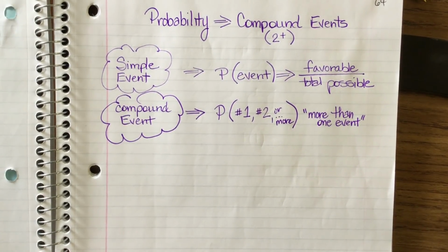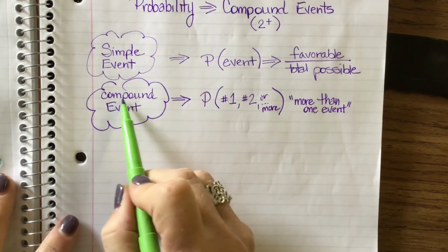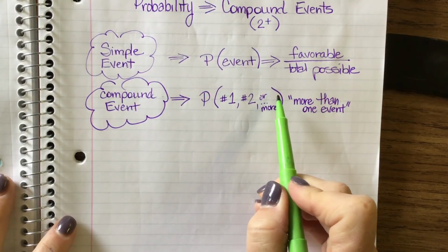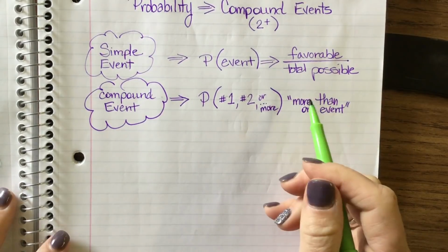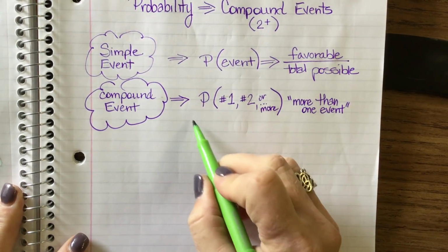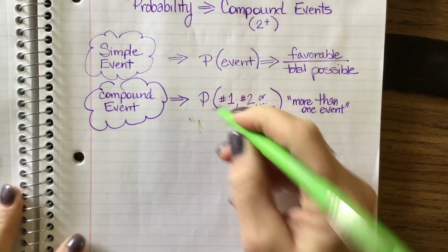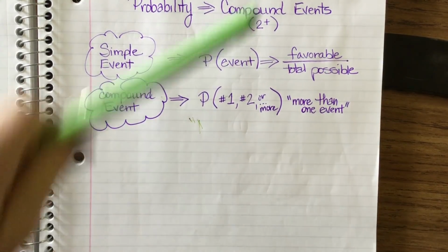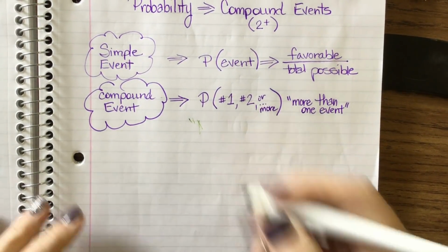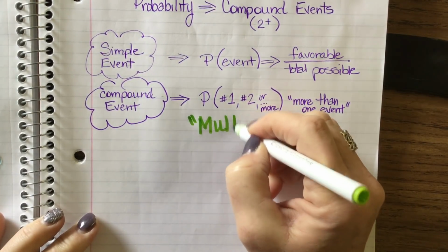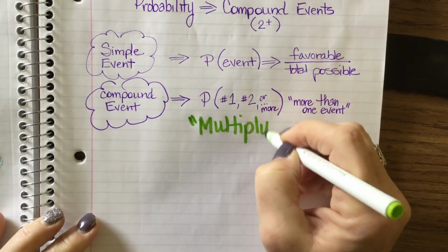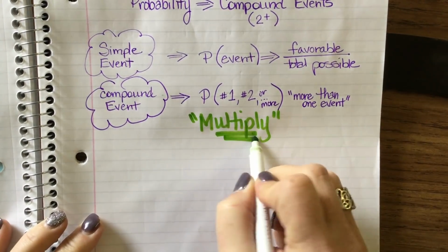Now, when you have a compound event, just like we found out yesterday, all we're going to do is multiply the numbers. You think of the word, you multiply. Okay? Always remember that.